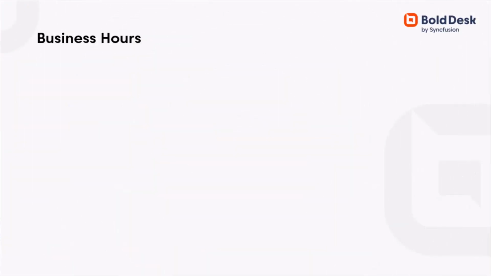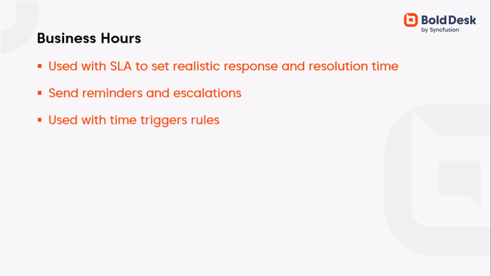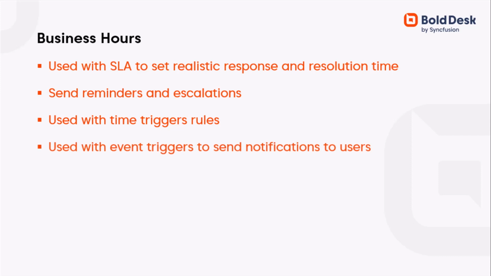Finally, let's look at the usage of business hours. Business hours are used with SLA to set the realistic response and resolution due. Reminders and escalations will be sent during the support team's working hours. Business hours are used with time triggers to run the rule only during selected business hours and to calculate hour-based fields. They are used with event triggers to notify users when a ticket is created or updated on holidays or non-business hours.